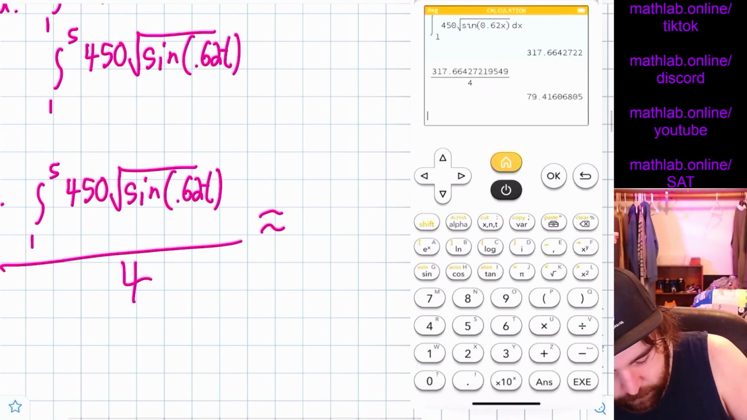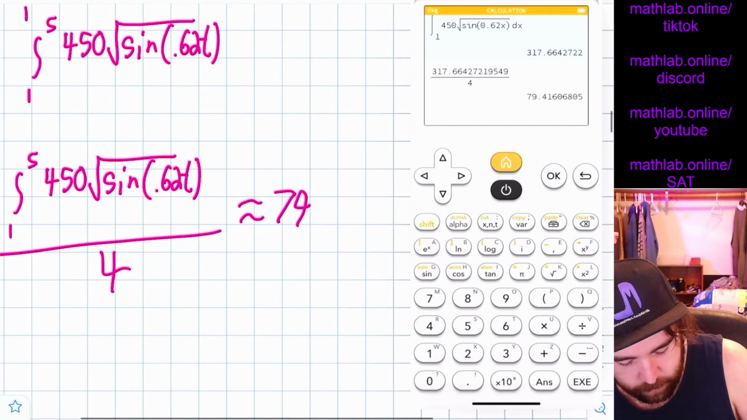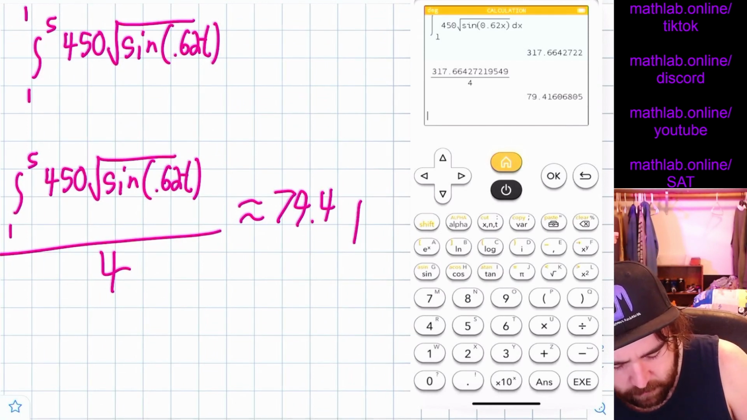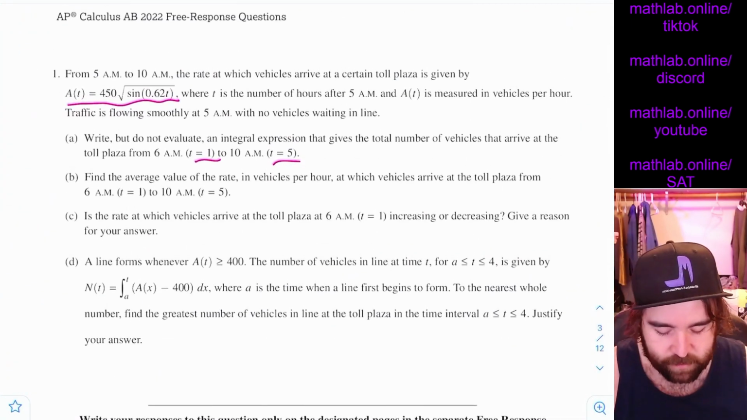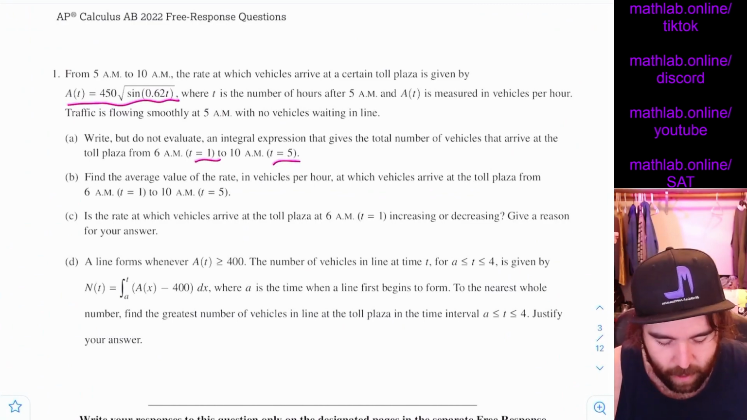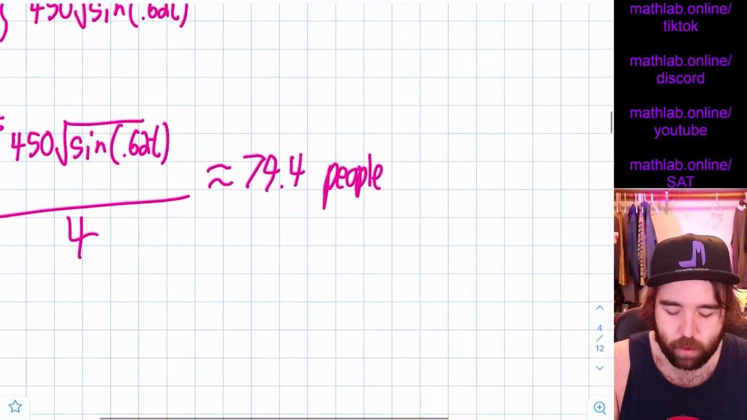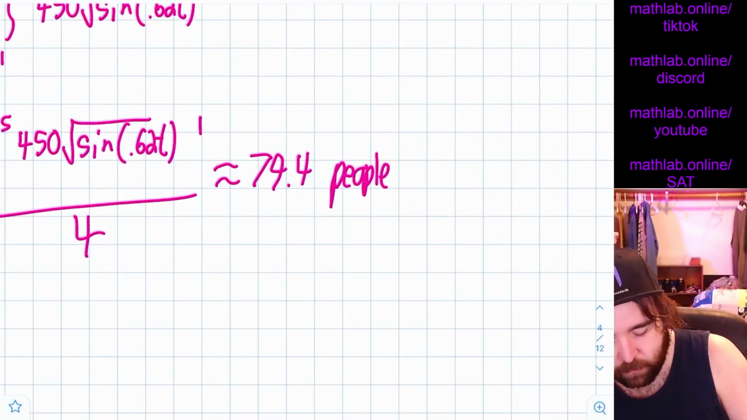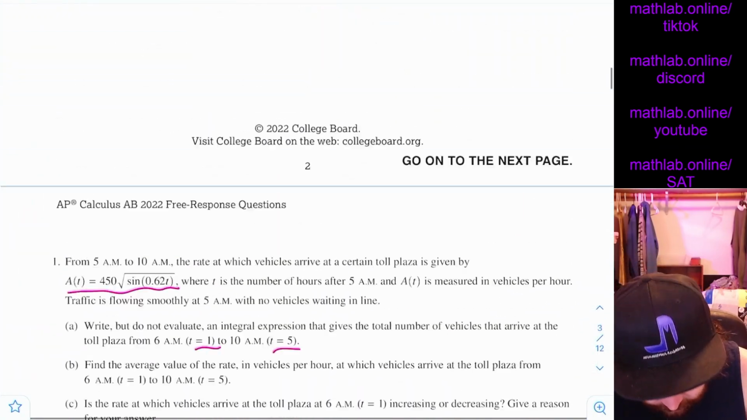So it's about 79.4 people. How do they want us to round? And is it people? On the average value rate in vehicles, okay, so vehicles per hour at which vehicles arrive at the toll plaza. Right, and it's per hour because we divided by 4, which was 4 hours. So this was getting the total number of people. This was hours. So now we're in people per hour. Does it tell us how they want us to round?